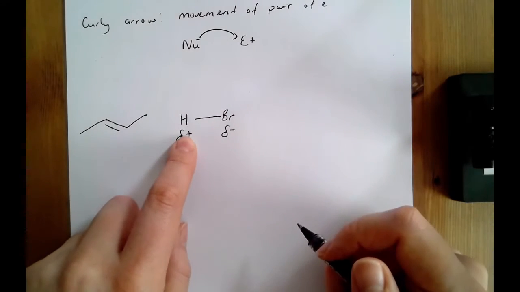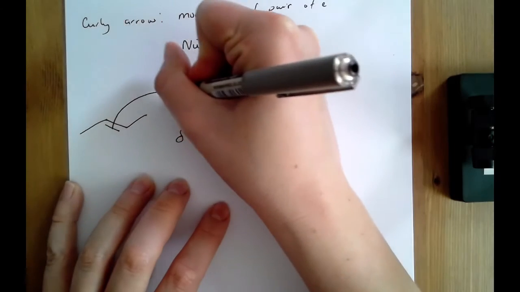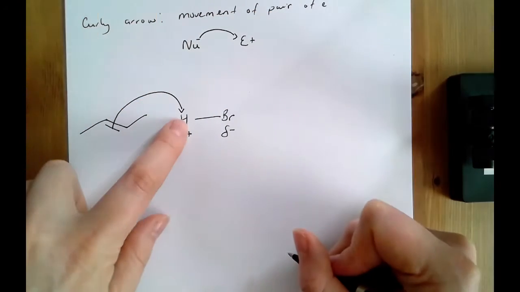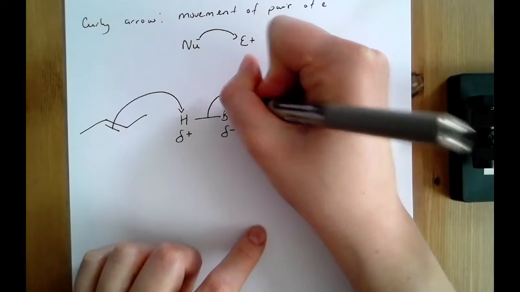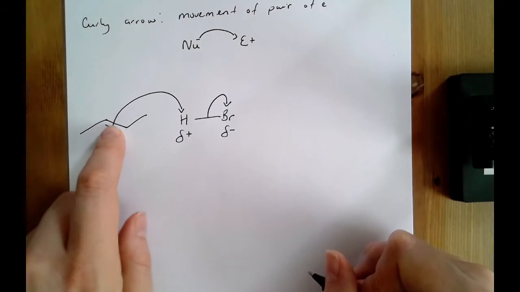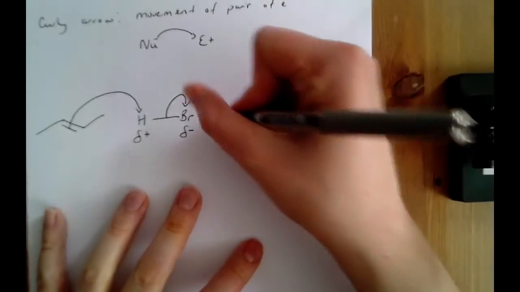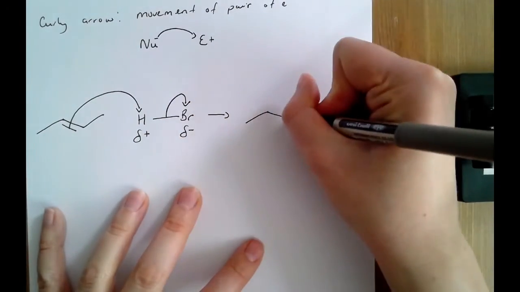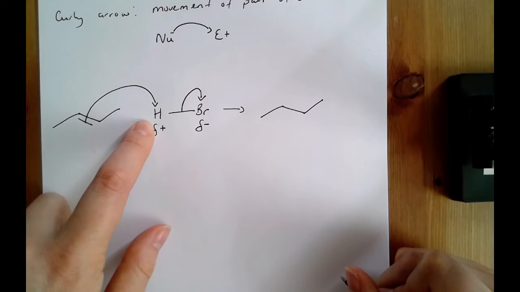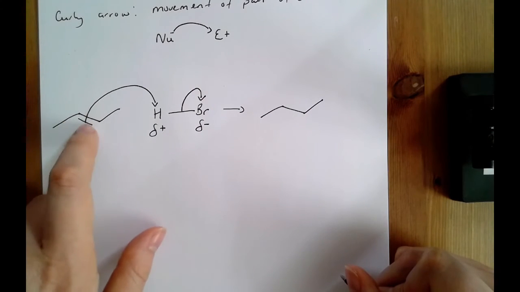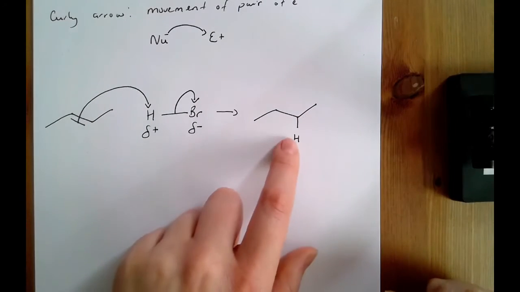So straight away I've got my electrophile, and as I said, the double bond is always the nucleophile. So you're going to go from the nucleophile to the electrophile. This bond is then going to break, because if you're forming a new bond between carbon and hydrogen, then hydrogen's original bond must break. It doesn't matter which of these carbons picks up the hydrogen first. Both of these carbons are exactly the same. So I'm just going to put the hydrogen on this carbon.